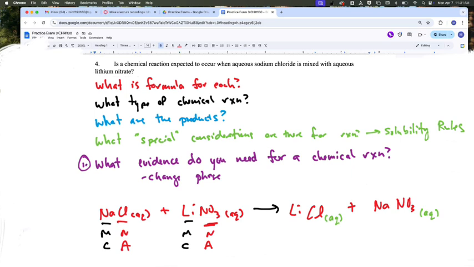Which then means I've now fully predicted everything and I can now go back to the original question, what evidence do we need for a chemical reaction? We need to see a change in phase. So we can look at the phases identified for each and every single one of our species and note they're all aqueous, which means did we get a change in phase? No. So is there a chemical reaction? No.